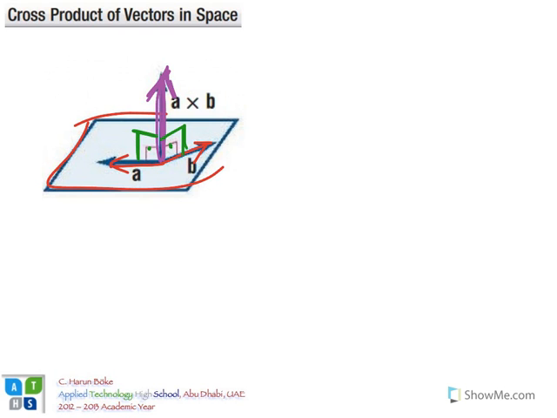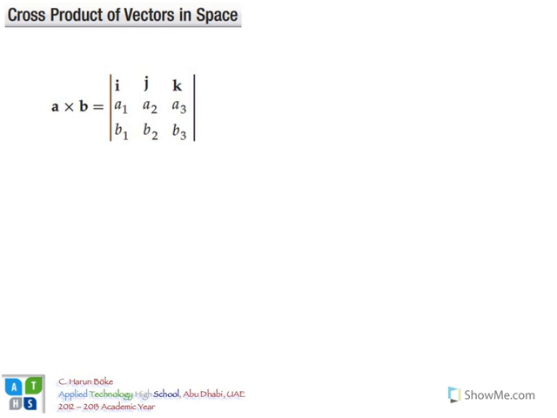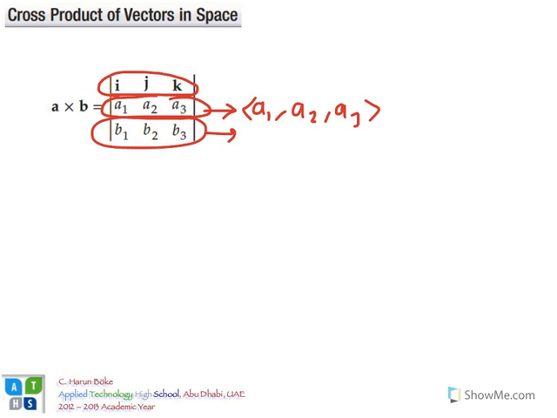So let's see how we calculate it. Actually, what we do is we write in the first row of a 3 by 3 matrix the unit vectors, and then in the second row we write the values from the component form of A. Alright, we write the component form as the second row, and for the third row we write the components of the vector B. So this becomes a 3 by 3 matrix, and we calculate the determinant of this matrix.